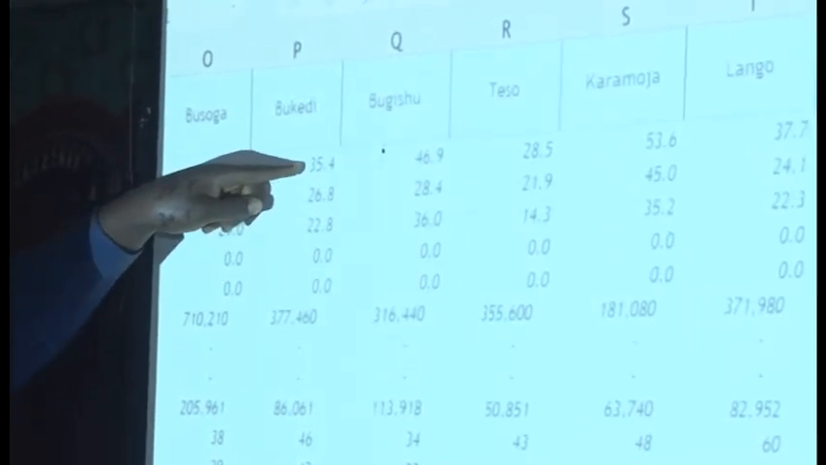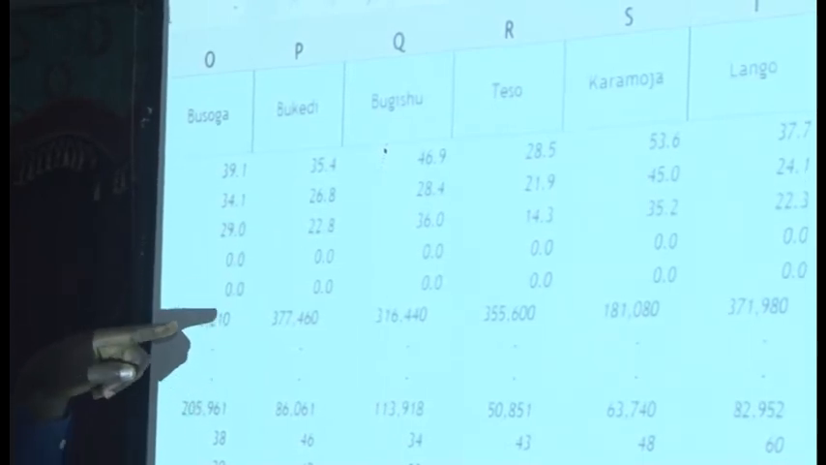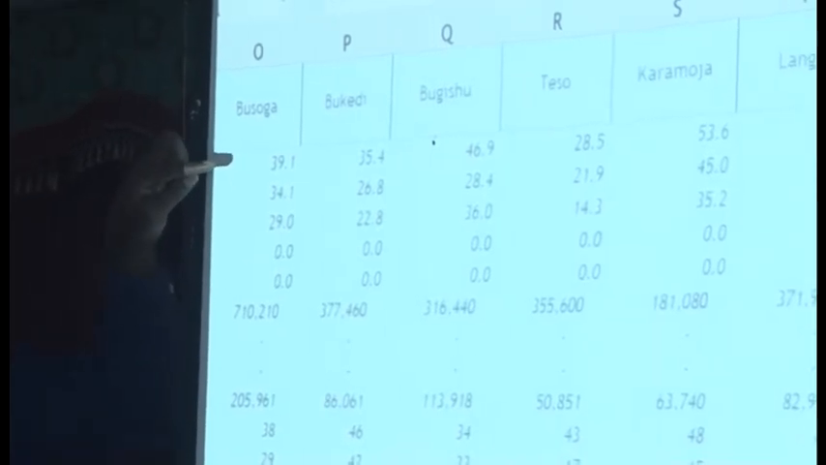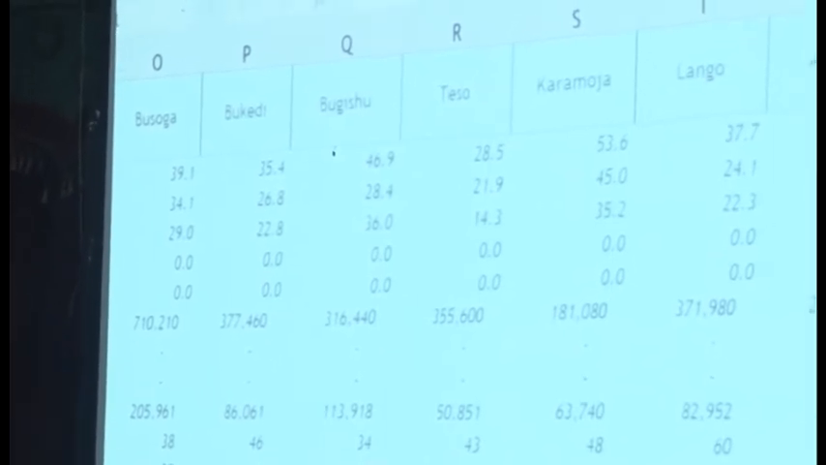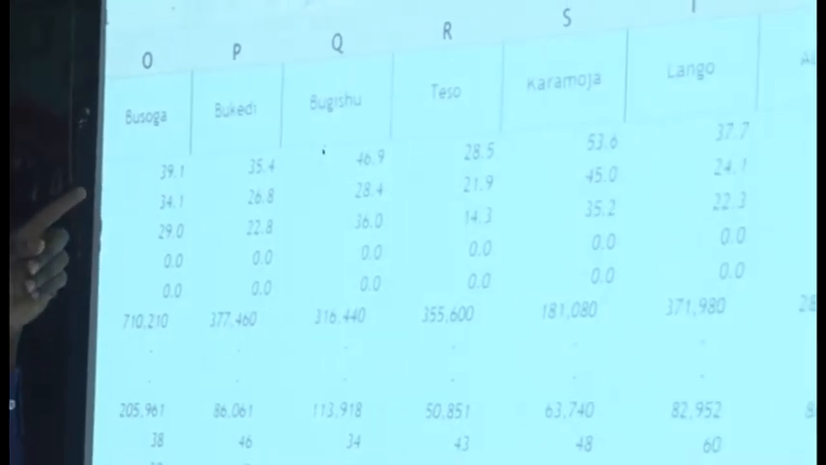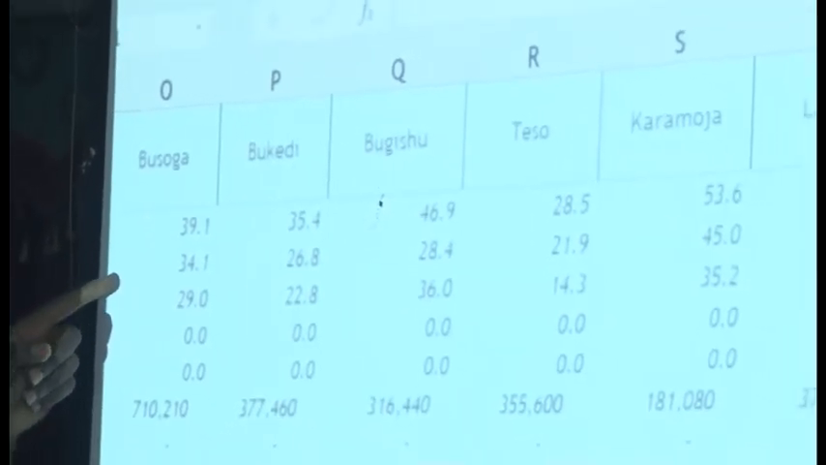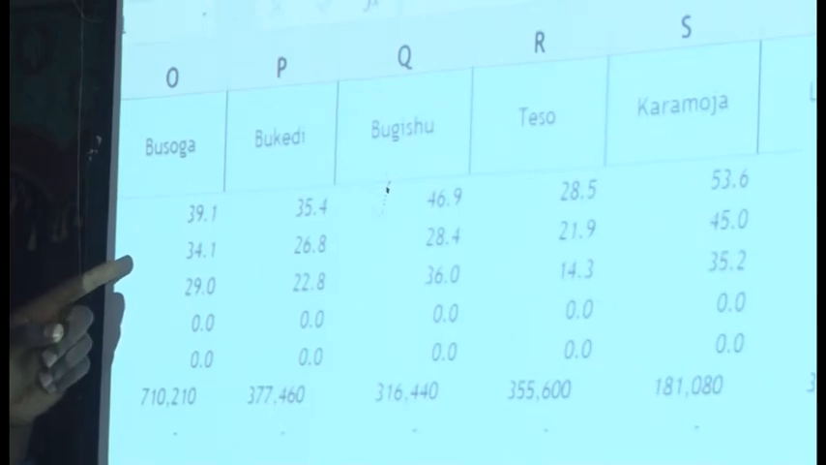Now in Bukedi, it started at 35, came to 26, and was at 22%. So essentially, when you get 39 and you subtract 29, that means that Busoga has made strides in 10 years of 10%. So in other words, it's reducing stunting by 1% every year. So if you want to predict what's going to happen if the situation remains like that, it means that by 2025, they'll have reduced by another 10%, so maybe they can be at 19%. Hopefully, if they maintain that, that would be really good.